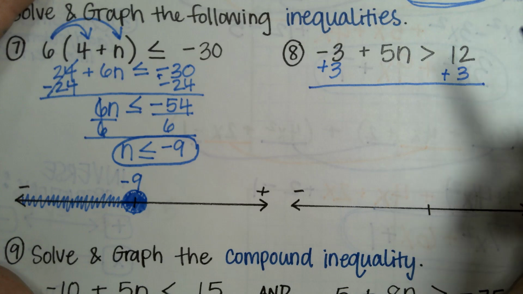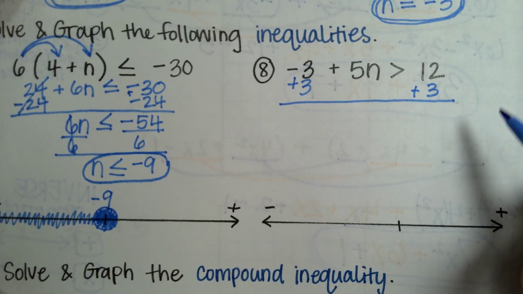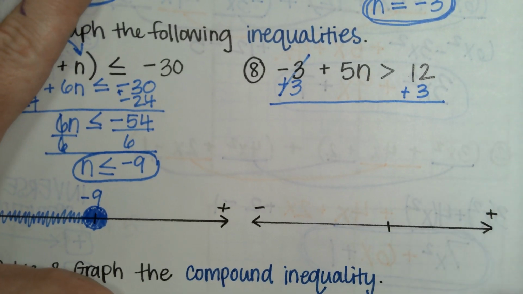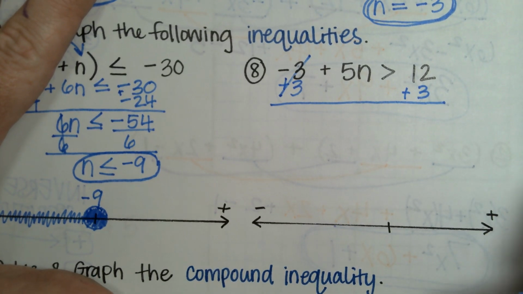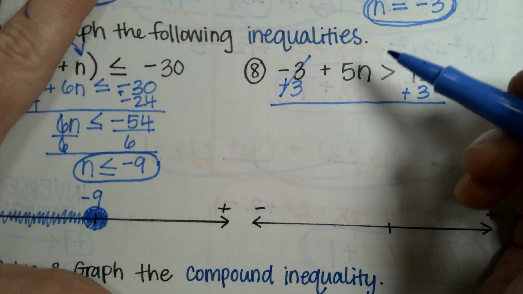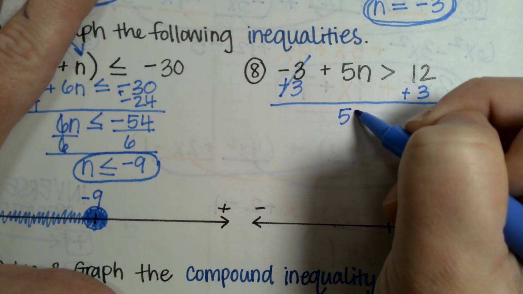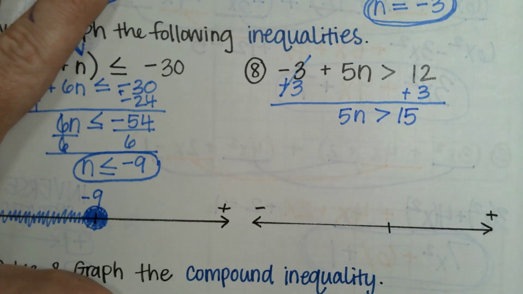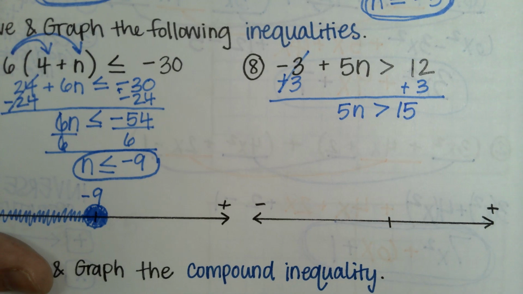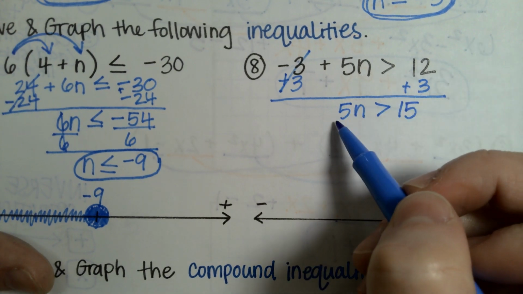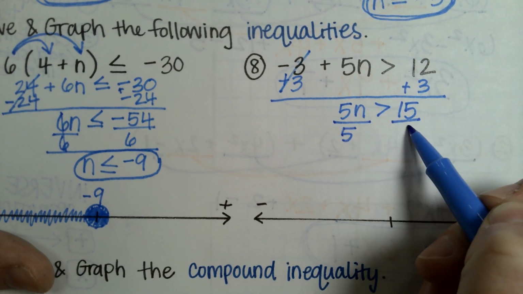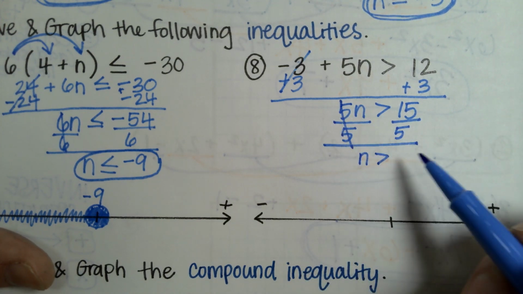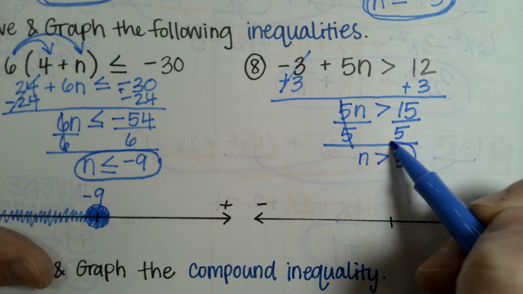No, don't be sorry. That's good. I'm not upset. Okay, so our negative 3 and our plus 3 cancel. Next, what do I do? Yeah, let's bring it all down. I have 5 times n is greater than 15. Okay. What happens next? Yes, divide by 5. My 5s will cancel, so I'll be left with n is greater than what? 3. Good job.